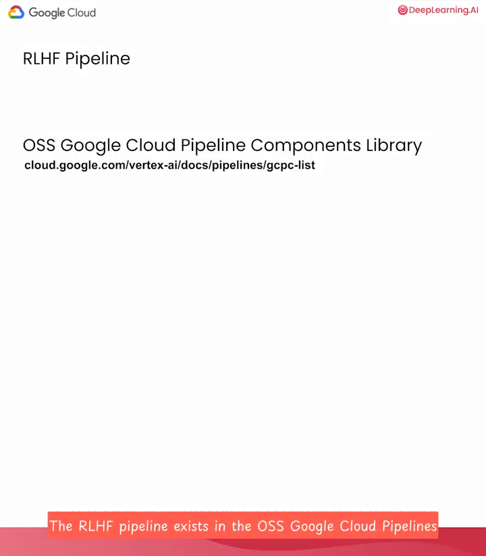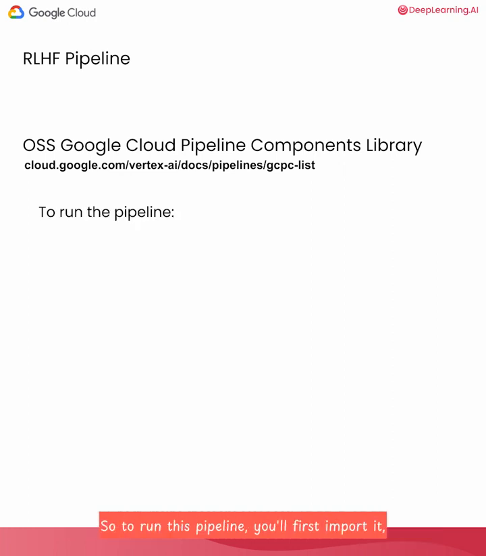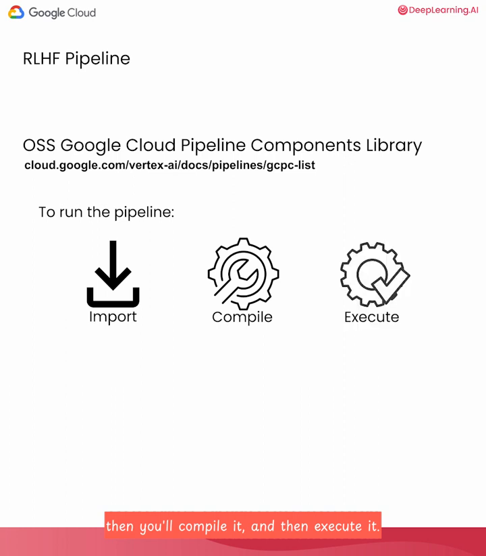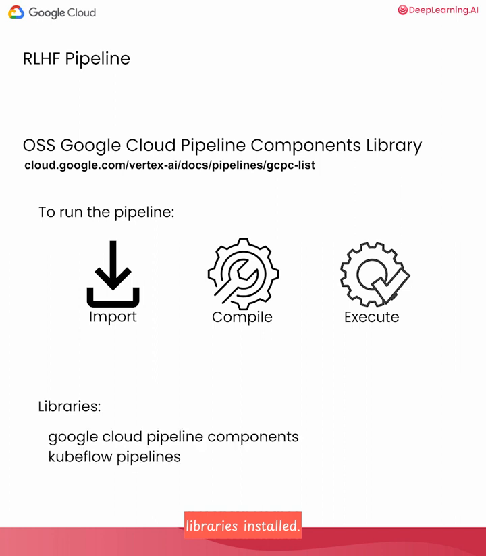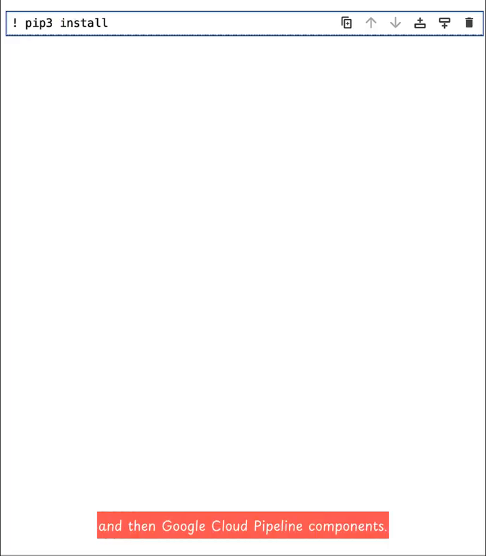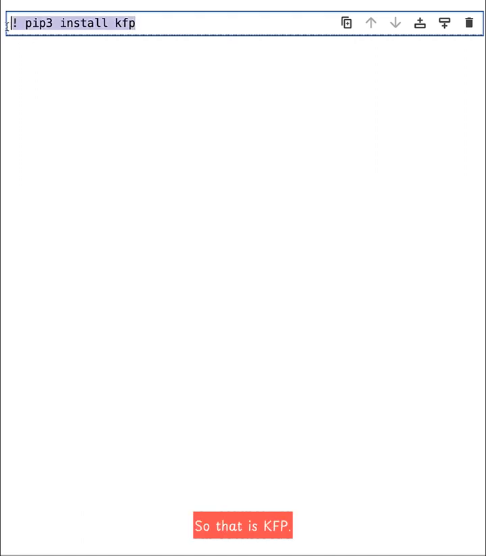The RLHF pipeline exists in the OSS Google Cloud Pipelines components library. So to run this pipeline, you'll first import it, then you'll compile it, and then execute it. So we'll need to make sure that we have a few different libraries installed. These are installed for you already, but if you are in your own environment, you'll run pip install and then Google Cloud Pipeline Components. And you'll also need to make sure that you have the Kubeflow Pipelines library installed as well. So that is KFP. But these are already included in the environment for you right now.